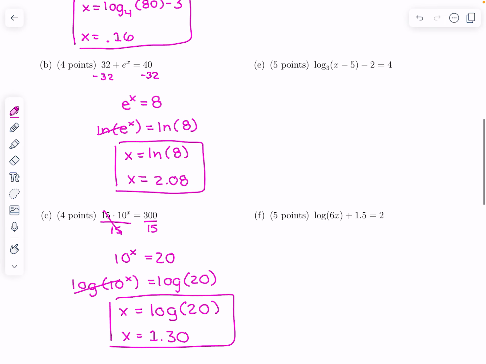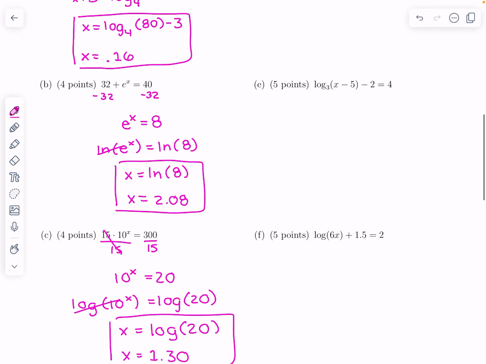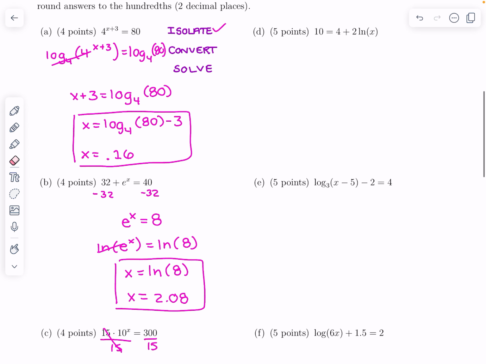We're going to do the same thing on the other side. We're going to solve some logarithms by isolating, converting to exponentials now, and solving. So I want to solve this: 10 equals 4 plus 2 ln of x. So I need to get that ln of x on one side by itself. So I'm going to start by subtracting 4.